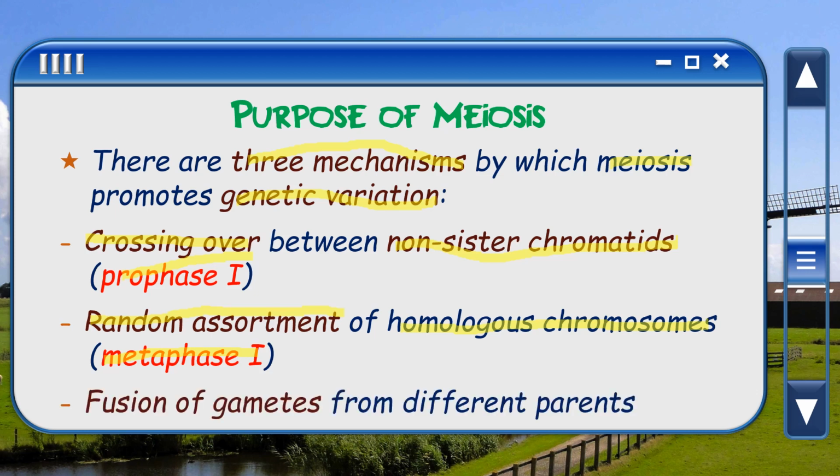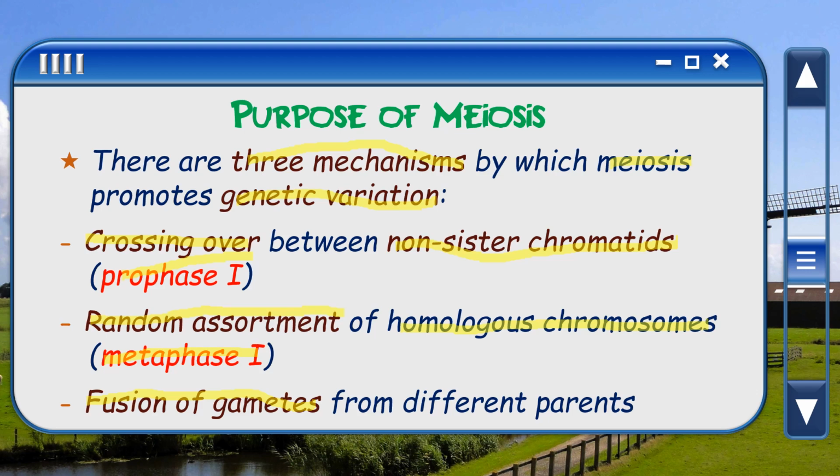Then the fusion of gametes. When it comes to the fusion of gametes, this one is also random. Gametes can fuse with any gamete. There is no specific order that this gamete should fuse with this gamete. No, it is random. So also during the fusion of gametes, it is going to bring about genetic variation. So those are the three mechanisms by which meiosis promotes genetic variation.